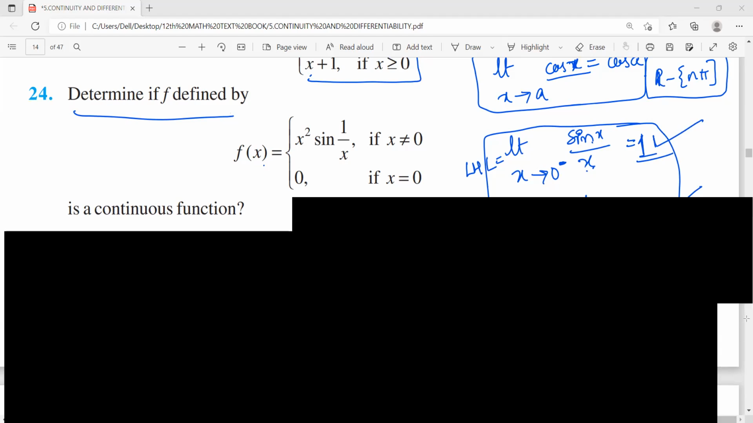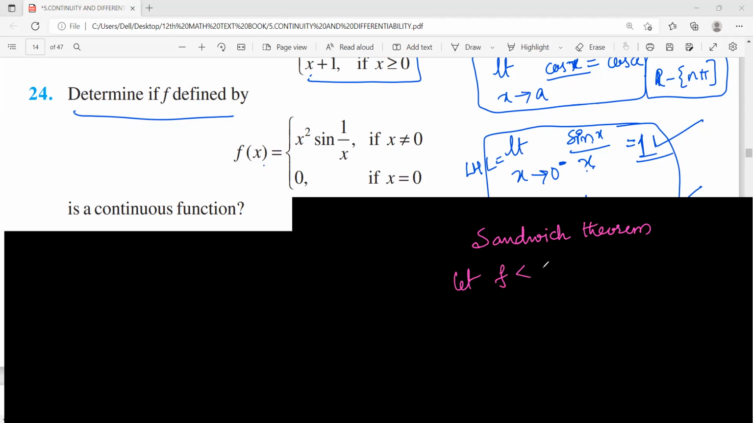What would the LHL be? Not 1 by 0. You should know the sandwich theorem. Do you know the sandwich theorem? No, sir. Let f be less than g, and g be less than h.